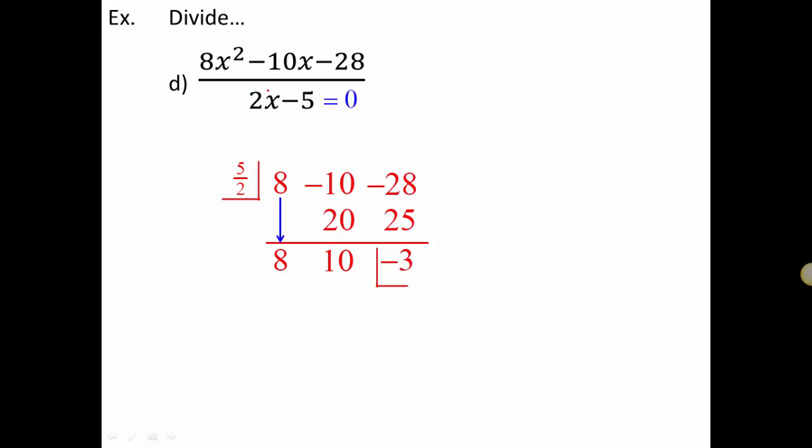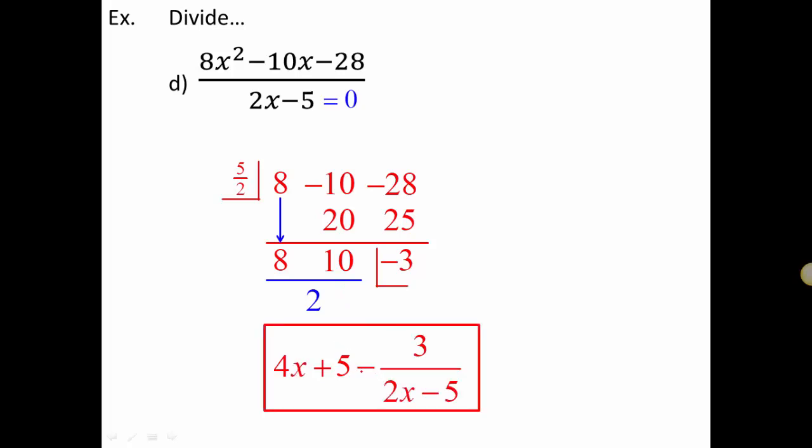But because I had a leading coefficient, I'm not done until I take the 8 and the 10 and divide it by 2. That becomes 4 and 5. So my final answer would be 4x plus 5 minus, because it's a negative, minus 3 over 2x minus 5. Final answer.